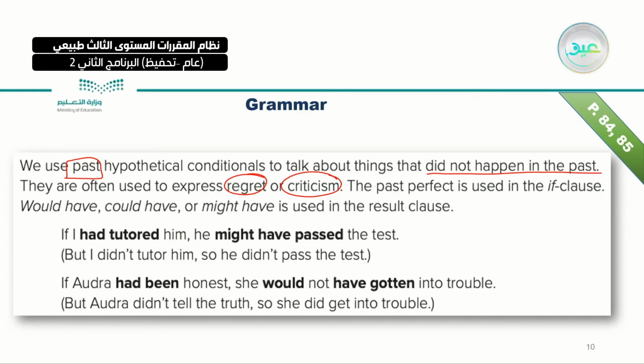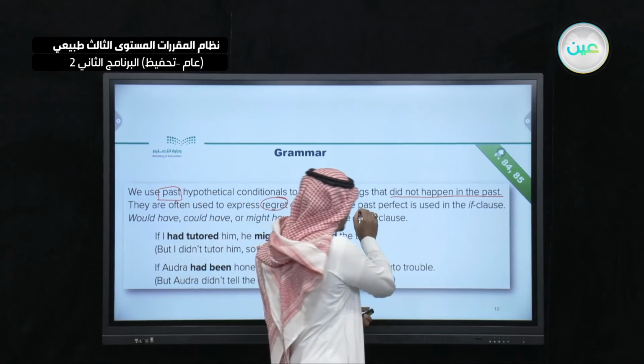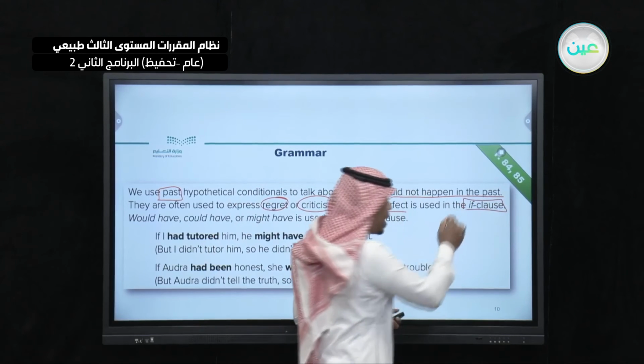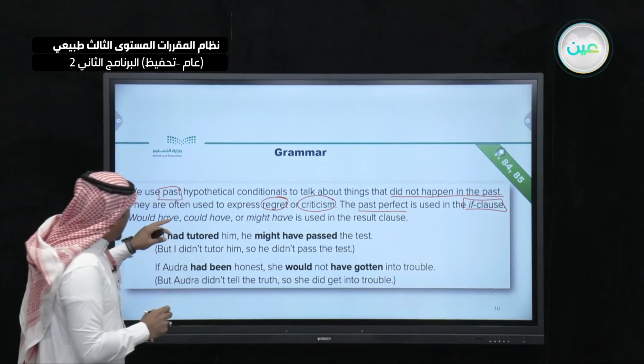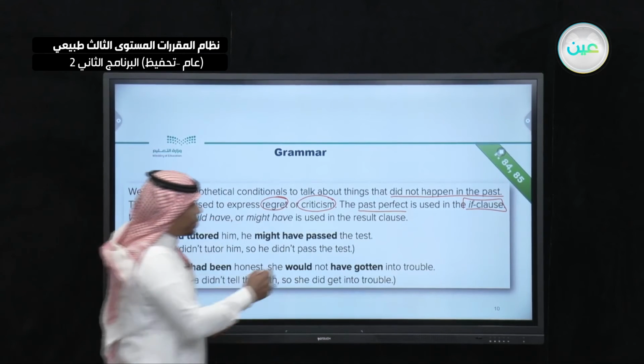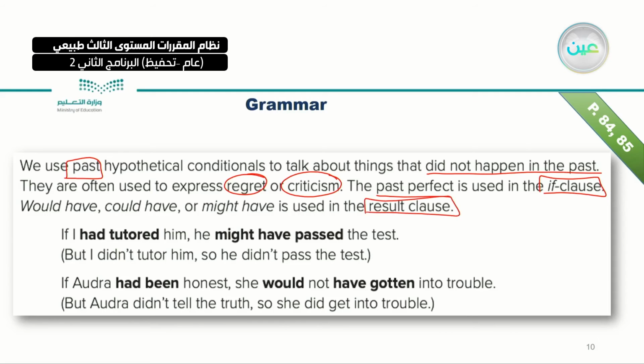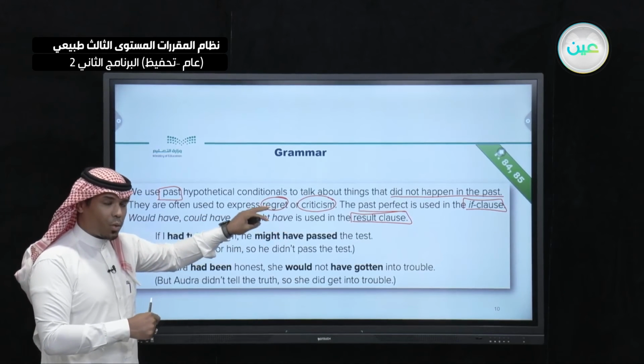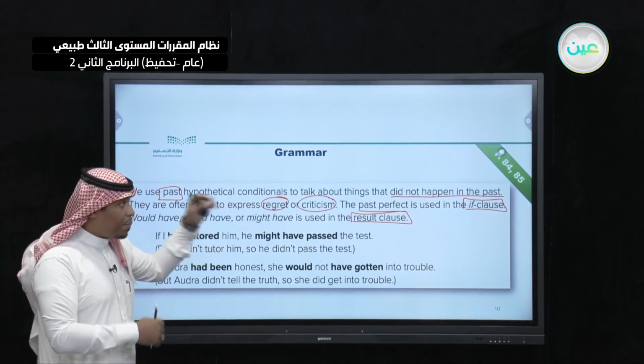Of course, in the present hypothetical one, we use the past simple tense. But now we will talk about the past hypothetical conditionals, so we need to use the perfect tense. So we use the past perfect in the if clause. As I said, we have two parts. And what about the result clause here? We should use would have, could have, or might have. Why? Because we said that we are going to use the past perfect.